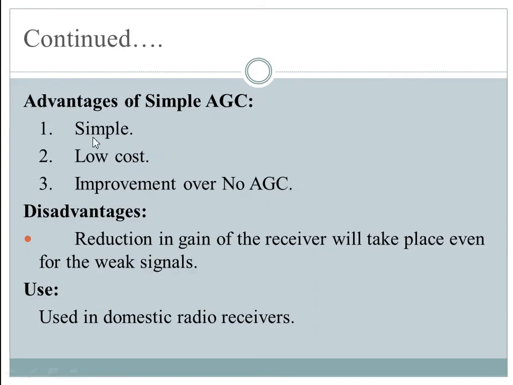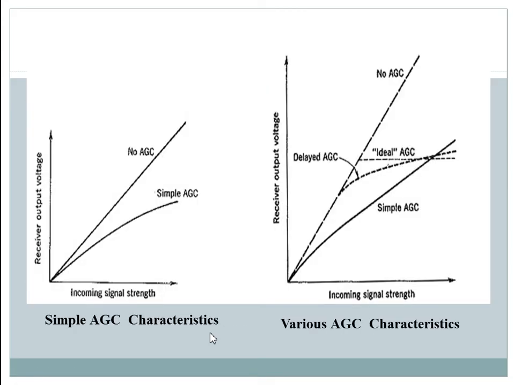What are the advantages? It is simple, it is low cost, and it is an improvement over no AGC. But what are the disadvantages? Reduction in the gain of the receiver will take place even for weak signals. Where are we using it? It is used in domestic radio receivers. This is regarding simple AGC. Next one is the graphical representation of simple AGC.